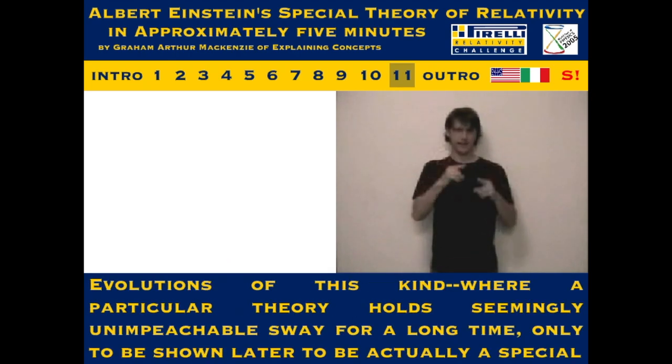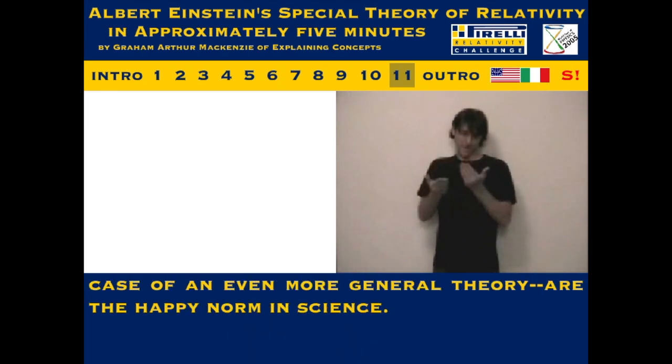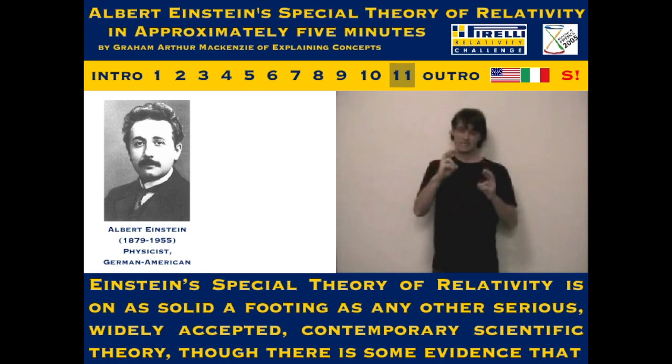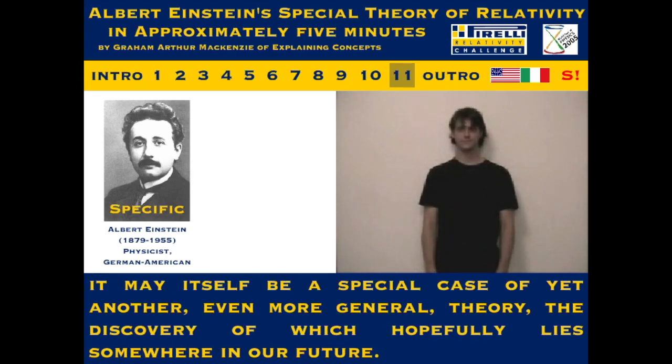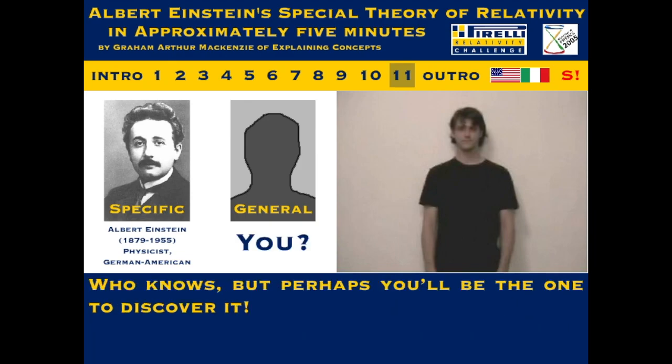Evolutions of this kind, where a particular theory holds seemingly unimpeachable sway for a long time, only to be shown later to be actually a special case of an even more general theory, are the happy norm in science. Einstein's special theory of relativity is on as solid a footing as any other serious, widely accepted contemporary scientific theory, though there is some evidence that it may itself be a special case of yet another, even more general theory, the discovery of which hopefully lies somewhere in our future. Who knows, but perhaps you'll be the one to discover it.